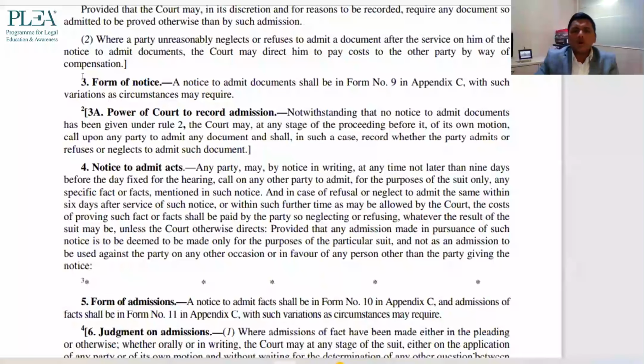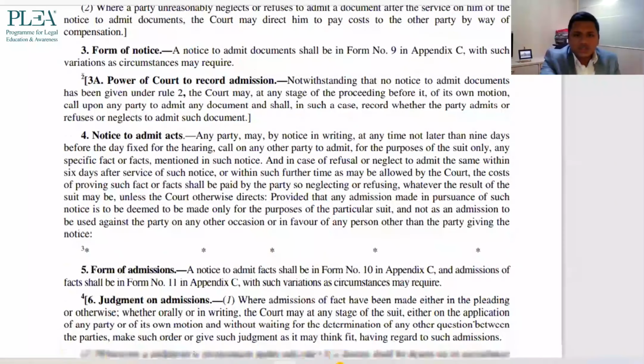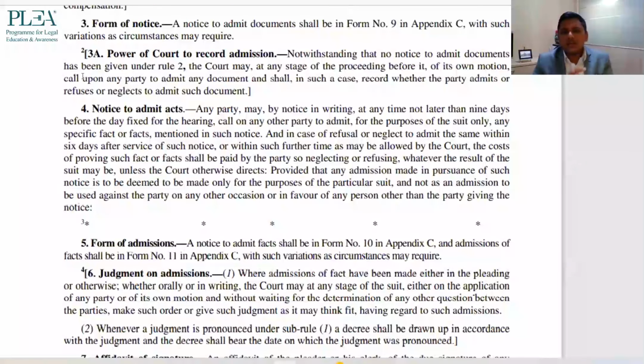Rule 3, form of notice. A notice to admit document shall be in Form number 9, that you please take a look at Form 9 in Appendix C, with such variations as circumstances may require. So there is a form in which notice will have to be issued. That is what Rule 3 says. Rule 3A determines the power of the court to record admission. The court has been given enormous power to record admission. Look at it very carefully, Rule 3A.